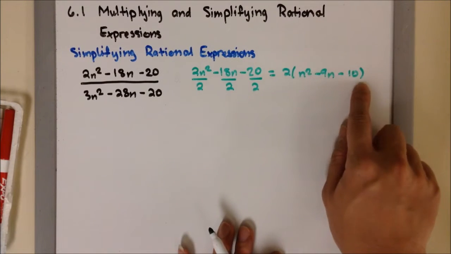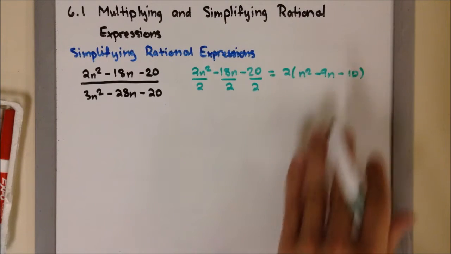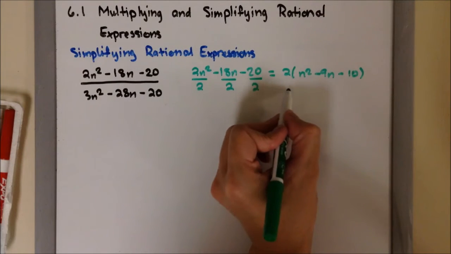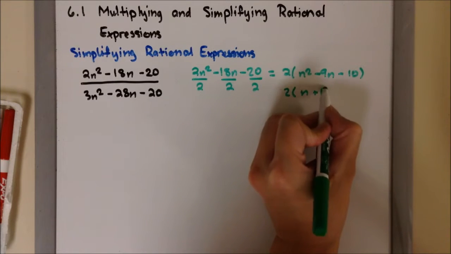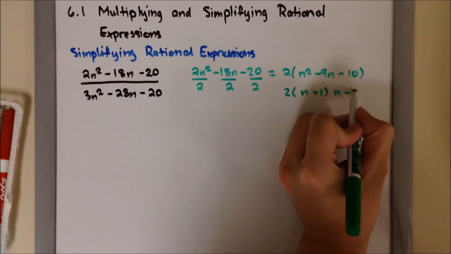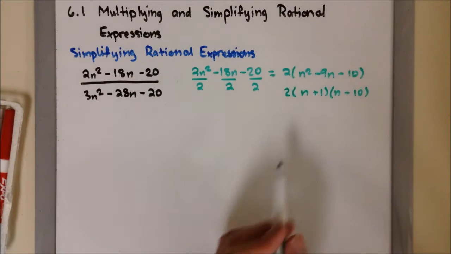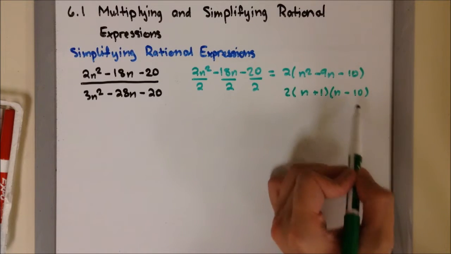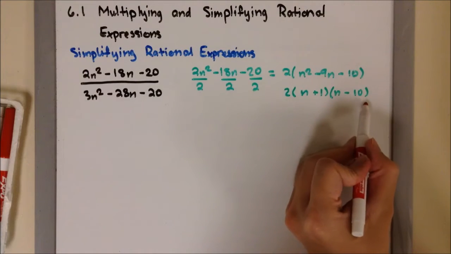There, you can factor the trinomial as we did in the previous examples and in 5.2 factoring trinomials. But I'm going to skip that part because this one is fairly easy. If you were to do it on a separate space in your notebook, you should get n plus 1 and n minus 10 as your factors for n squared minus 9n minus 10. So your factors are 2 times n plus 1 times n minus 10. Let me underline that. That's for the numerator.